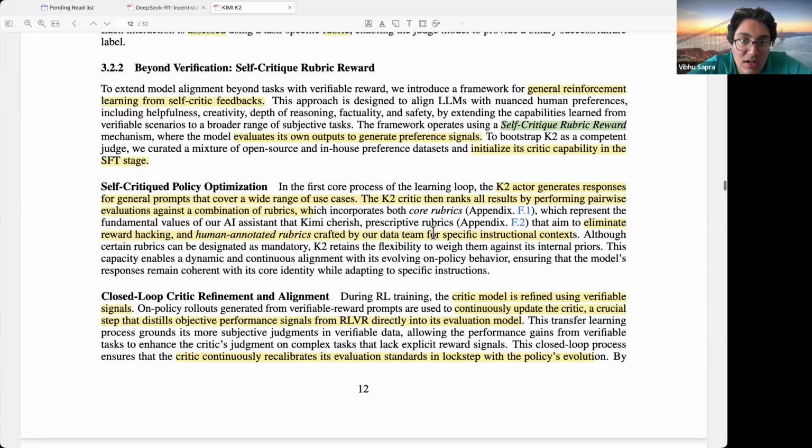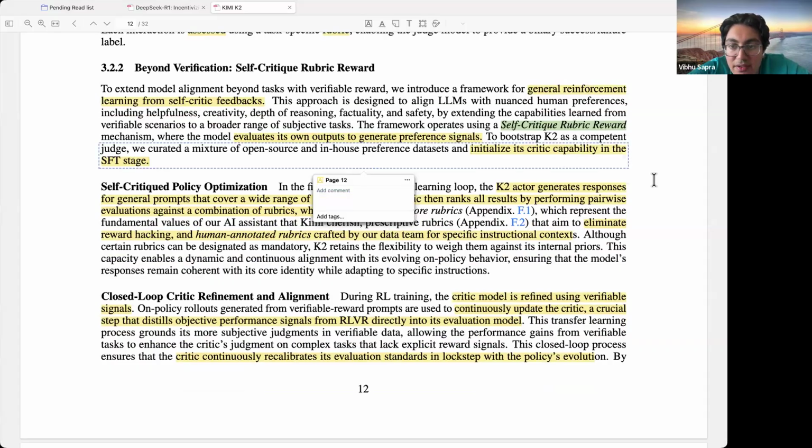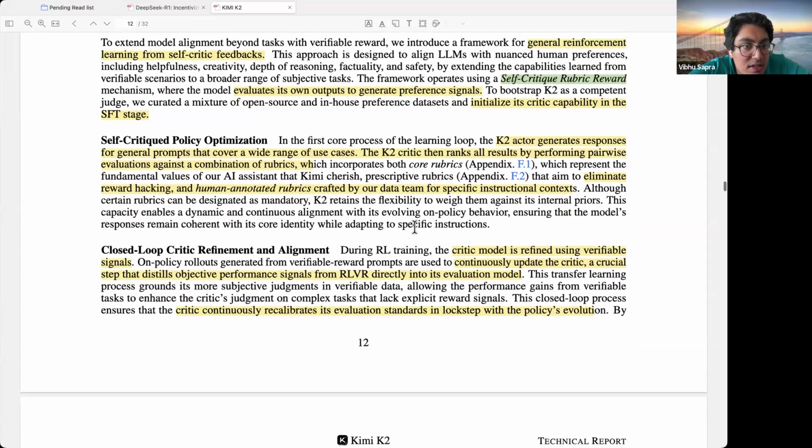Okay, beyond verification, self-critique rubric reward. So self-critique rubric reward is what they did. General RL with self-critique: it evaluates its own outputs to generate preference signals. It initializes critiquability in the SFT stage.